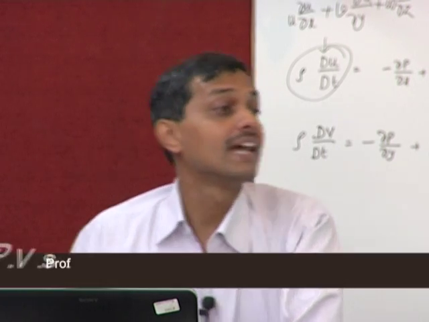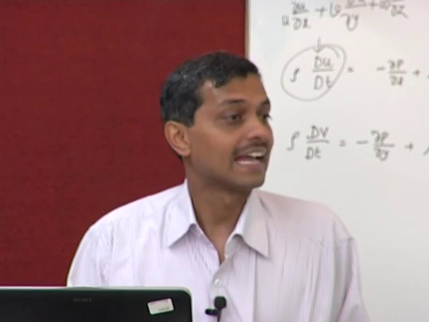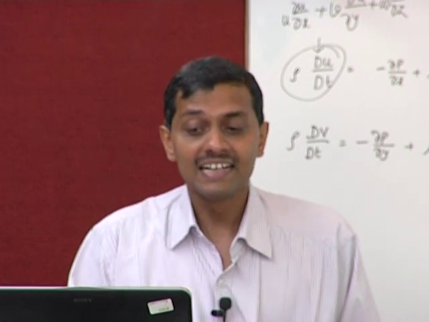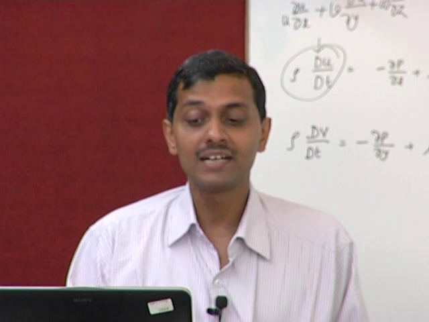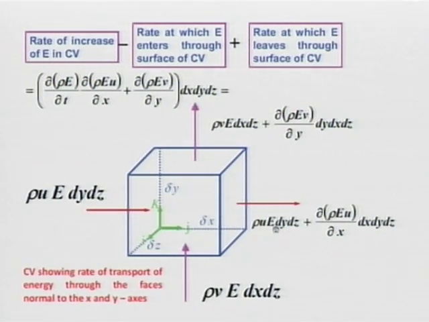Similarly, I can write in the y direction. I am not consciously writing this equation for the z direction because it makes my equation quite huge, so I want to keep it a little minimal. I have put it only for x and y direction. In the y direction, I have rho v dx dz, which is the mass flow rate in the y direction, and E. Similarly, I can apply for exit. Now the rate of energy increase within the control volume is del rho E by del t into dx dy dz. Getting in and getting out, this will get cancelled with this and this term. I am left with plus del rho E u upon del x plus del rho E v by del y.